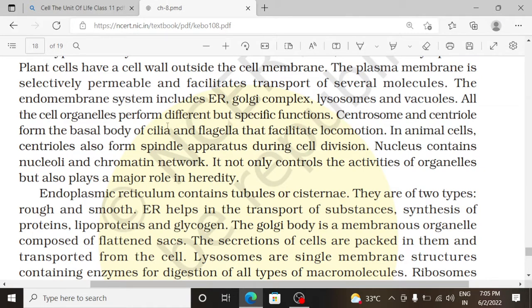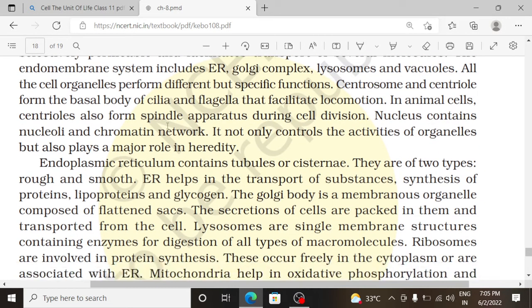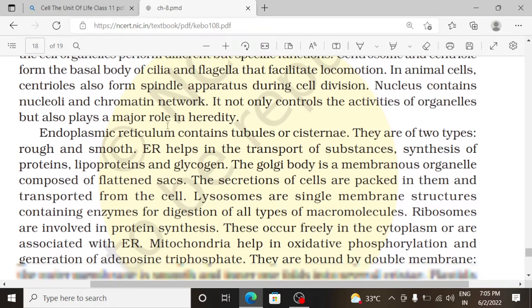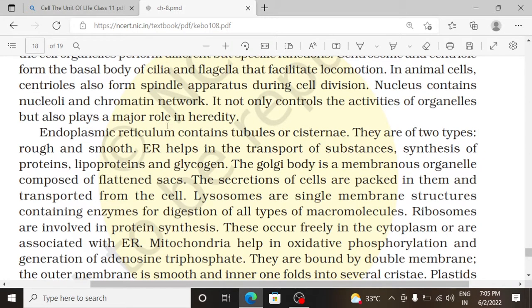The endomembrane system includes ER, Golgi complex, lysosomes and vacuoles. All the cell organelles perform different but specific functions. Centrosome and centriole form the basal body of cilia and flagella that facilitate locomotion. In animal cells, centrioles also form spindle apparatus during cell division. Nucleus contains nucleoli and chromatin network. It not only controls the activities of organelles but also plays a major role in heredity.